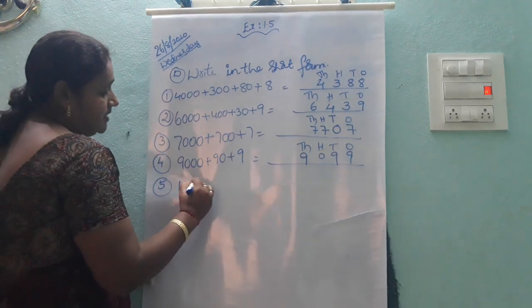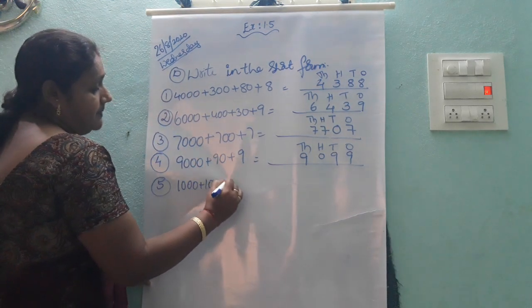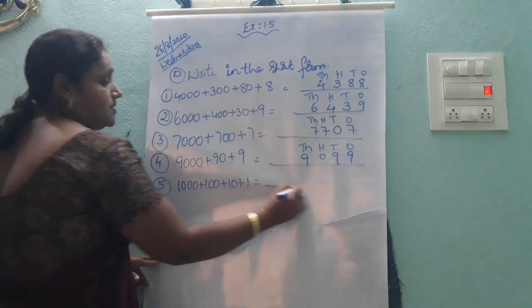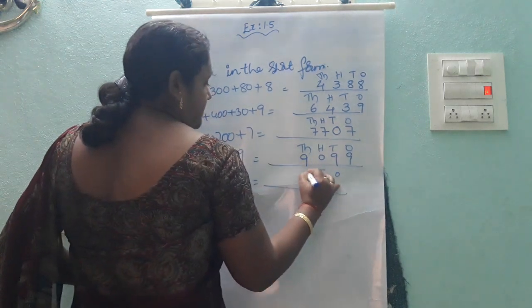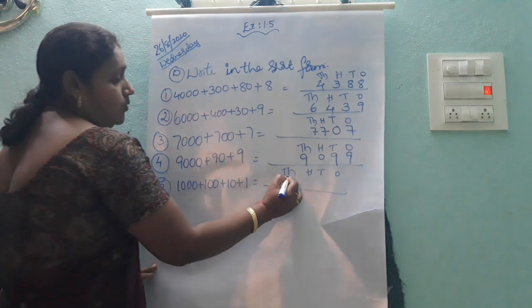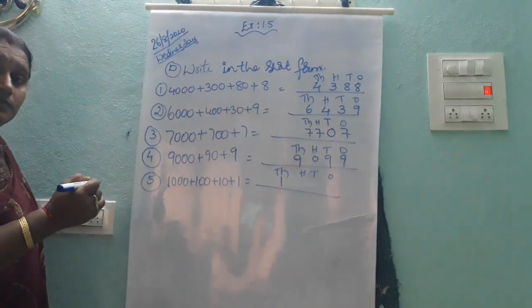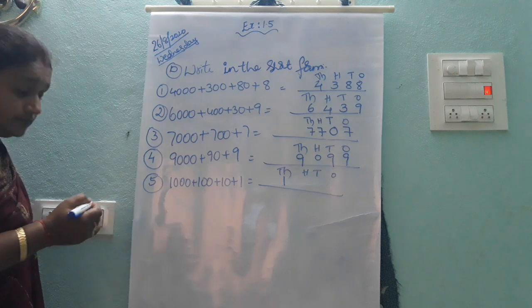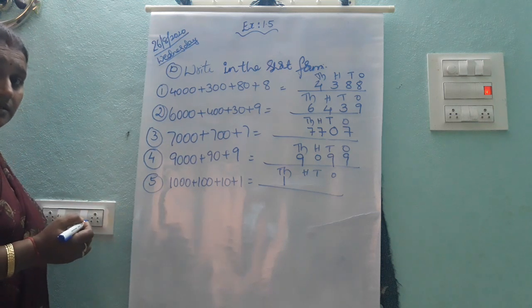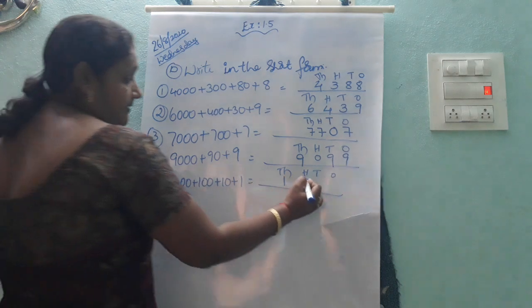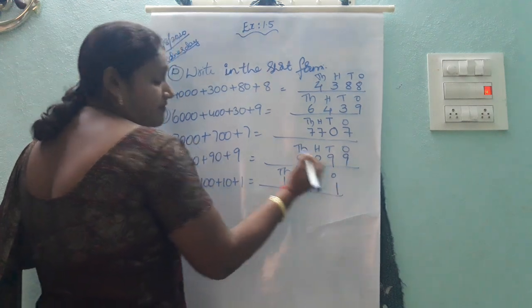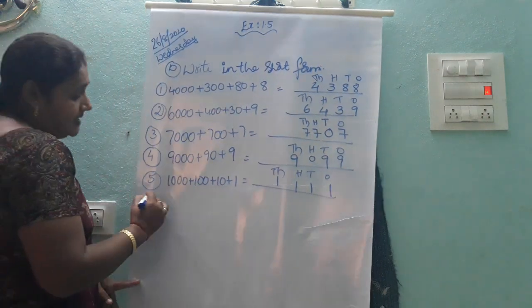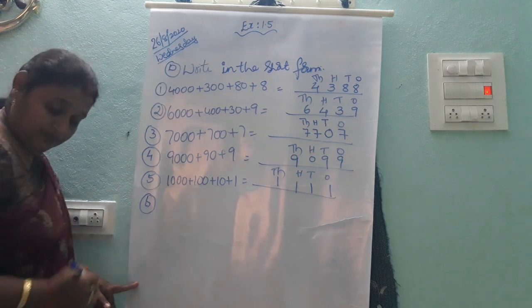1000 plus 100 plus 10 plus 1. So how will you write? See that? 1000. Okay. 100. 10. 1 ones. Okay. See the sixth one.